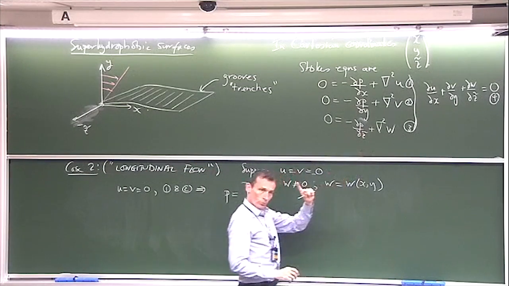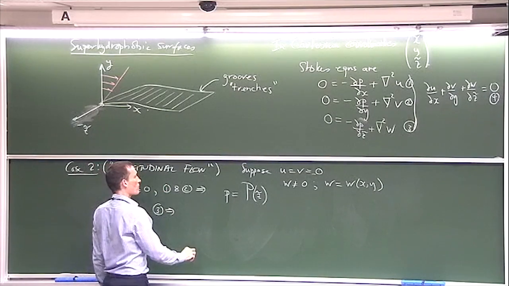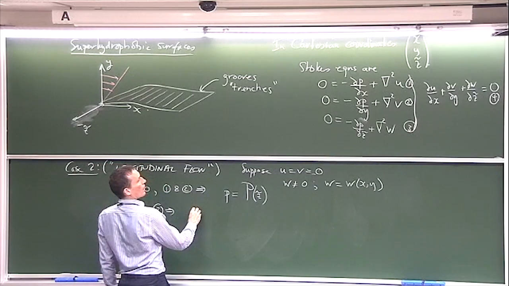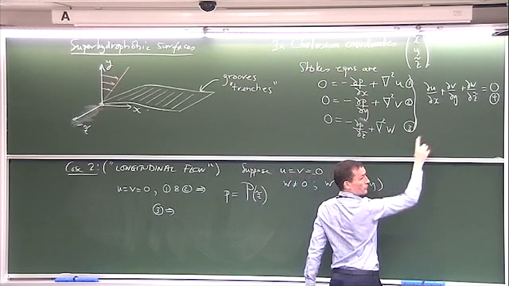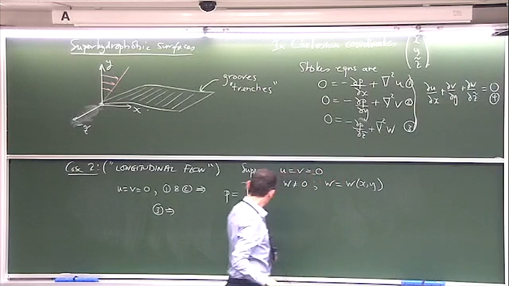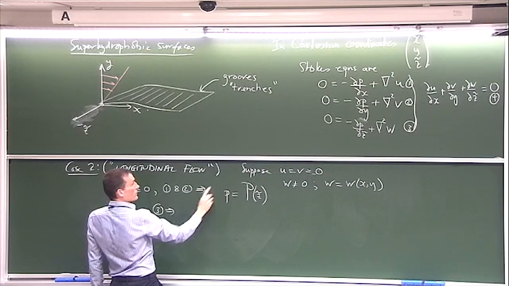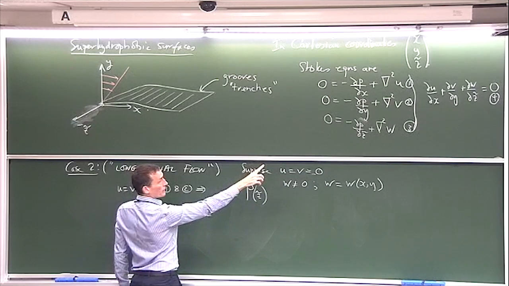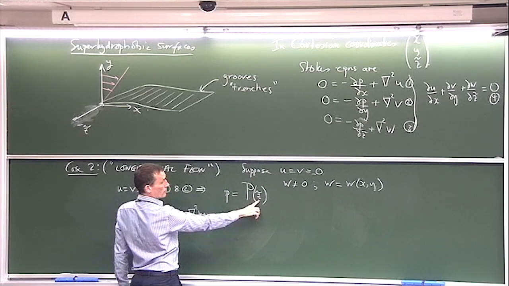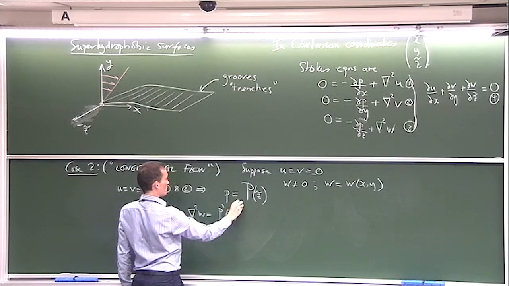So that's one and two done. Only leaves us with three. Then three implies, oh, by the way, in order to write this down, of course, I've used four. And then this one, number three, the final one, implies that del squared w is, well, remember, P now is only a function of z tilde, and here it is, so it's P prime z tilde.